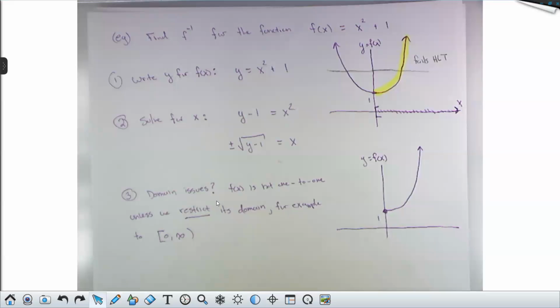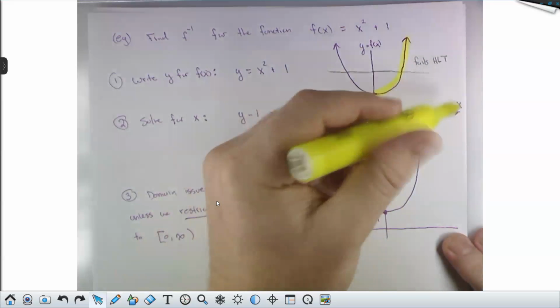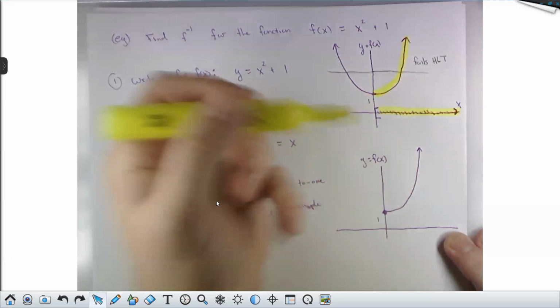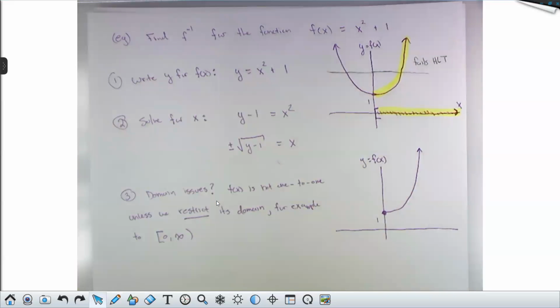Right, that piece which corresponds to this subset of the natural domain, that is 1-to-1. Why does that matter? Well, first off, we know that only 1-to-1 functions have inverses which are themselves functions, and we really want our inverse to be a function.